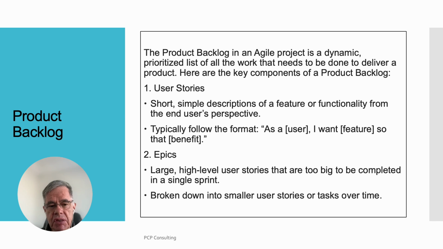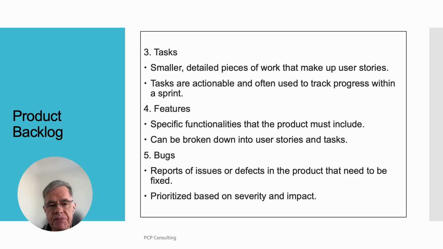Epics, large, high-level user stories that are too big to be completed in a single sprint, broken down into smaller user stories or tasks over time. Tasks, smaller, detailed pieces of work that make up user stories. Tasks are actionable and often used to track progress within a sprint.